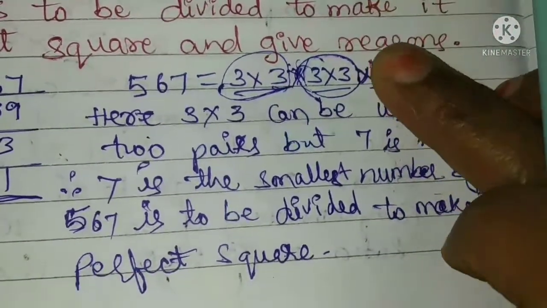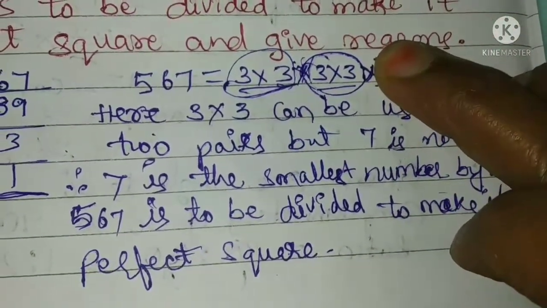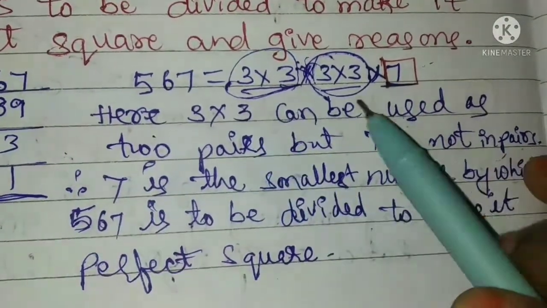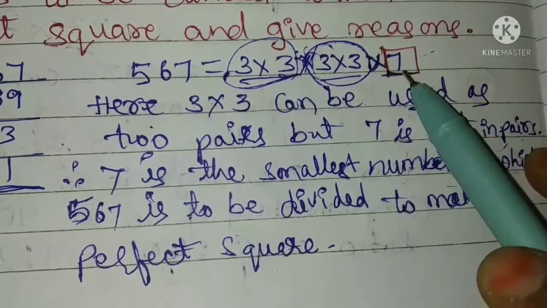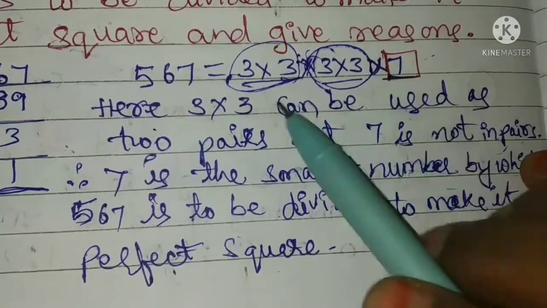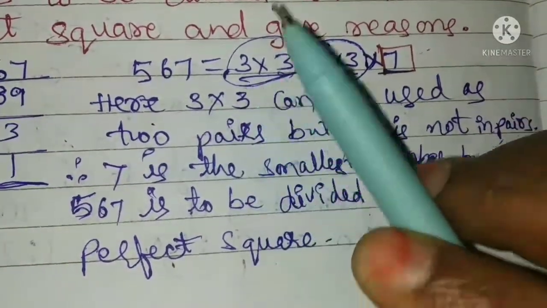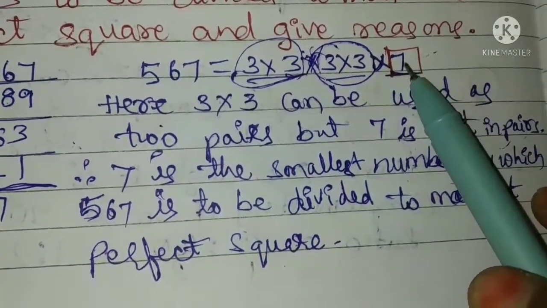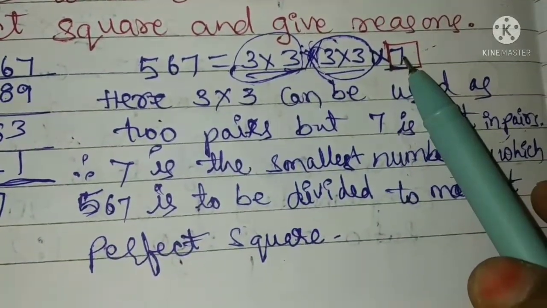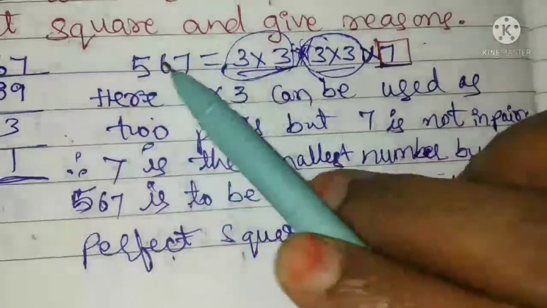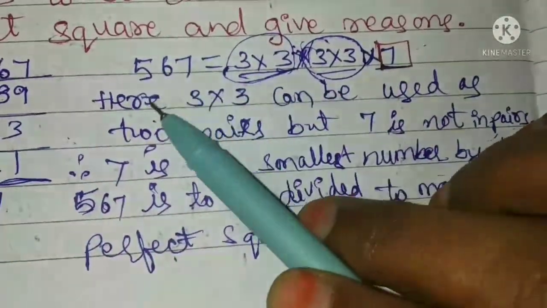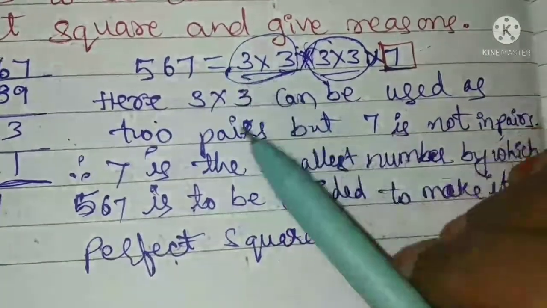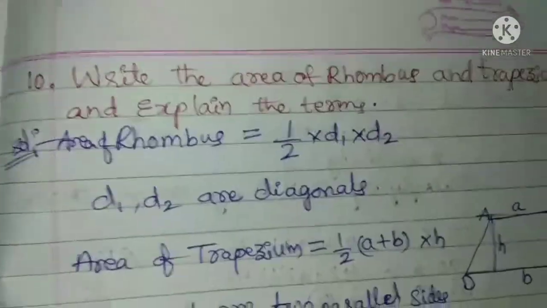If we remove this 7, then it is a perfect square. 3 3s are 9, and 9 9s are 81, so it will become a perfect square. But as it has only 7 as an unpaired number, it's not a perfect square as it is. If we divide this number by 7, then the number we get, 81, will be a perfect square.